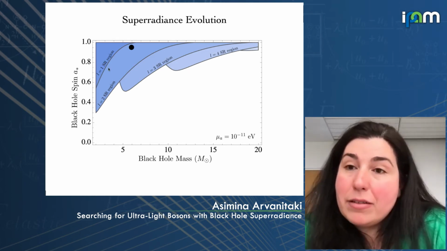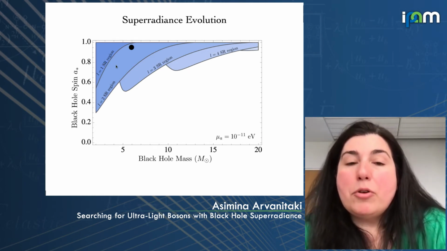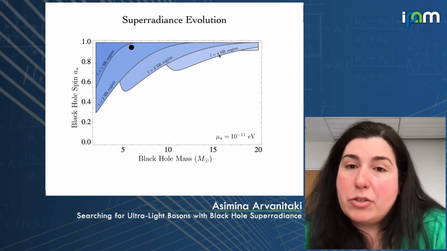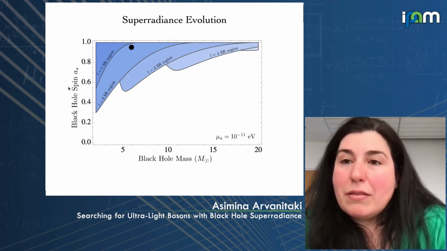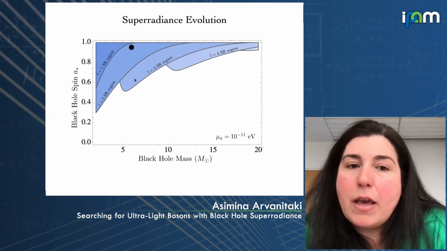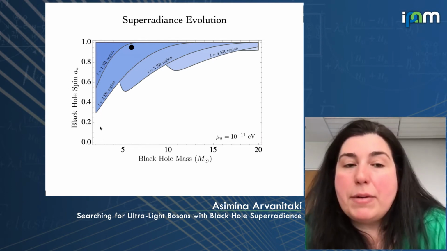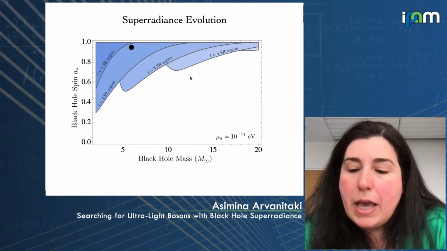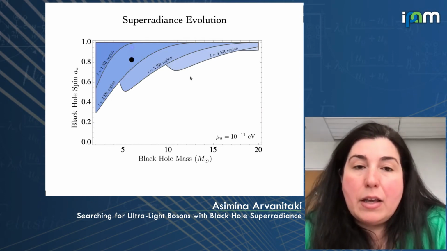And different levels of this gravitational atom will be responsible for slowing down black holes at different regions. So the first thing you would expect not to see is any black holes in the blue. All black holes, if there is an axion in the right mass range, it should be in the white region.